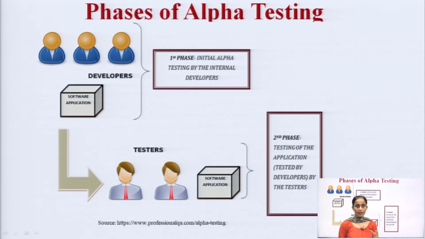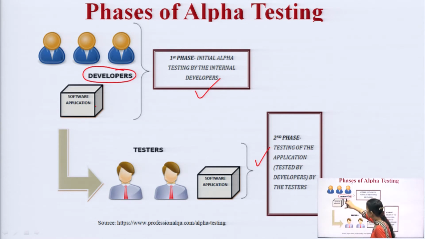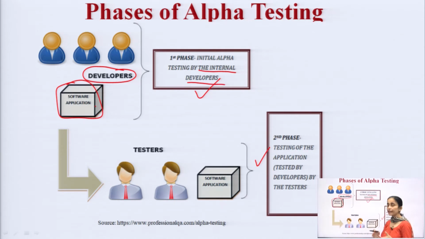Then there are two different phases for doing this alpha testing. Let us do that. The first phase is done by the developers. This is our developed software application, that is the product that we are having in hand after the software development phase. So, the first phase of alpha testing is performed by the internal developers who have written the code.